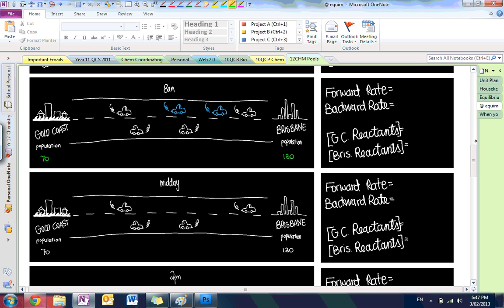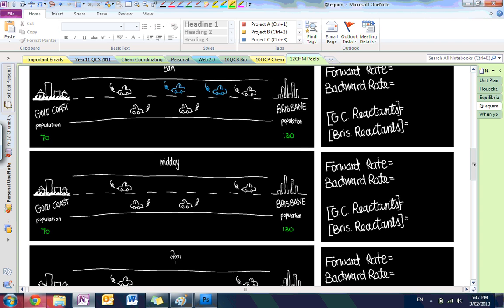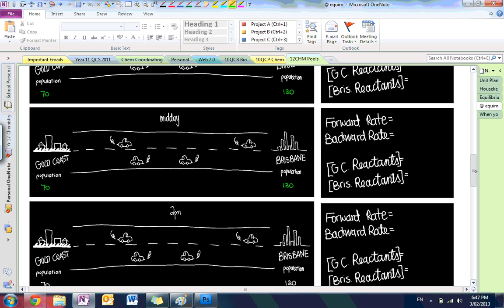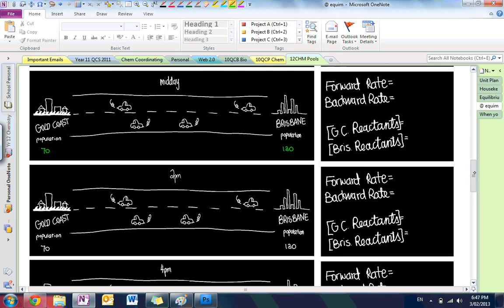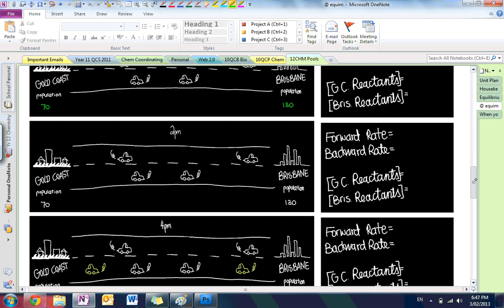Okay, going to midday. Can you see here that we've got 70, which is consistent, and 130 consistently. So over the 4 hours since 8 a.m., we have been able to reach equilibrium again, where the cars going north and south are at the same speed, at the same rate. Okay, going to 2 p.m., they remain the same. We've still got the same populations and the same rate.